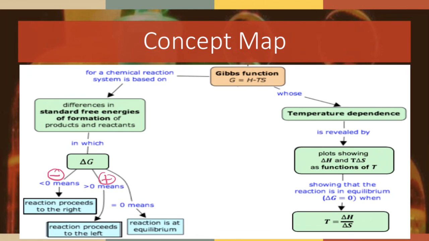Also remember that delta H and delta S are standard values, but the delta G is temperature dependent. So as we raise or lower the temperature, G changes. And that's revealed by plots or graphs showing delta H and T delta S. And that at equilibrium, delta G will be equal to 0. And if we plug that into the equation and divide both sides by delta S, we get that the equilibrium temperature is delta H divided by delta S. We'll see that in our homework.